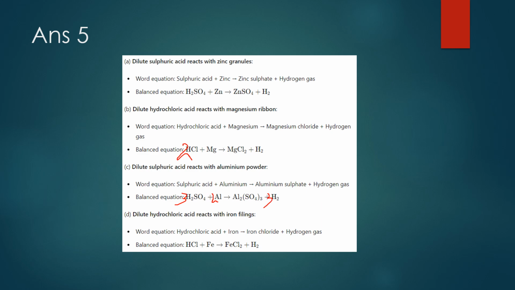This way. Next is, dilute hydrochloric acid reacts with iron filings. So it gives HCl plus Fe gives FeCl2 plus H2. To balance this, we'll add a 2 here.